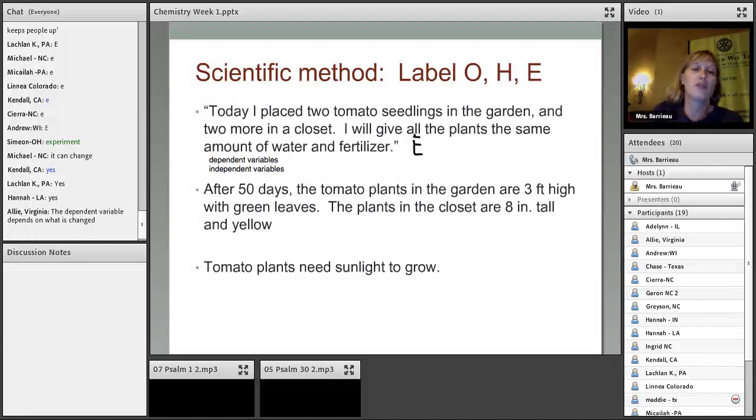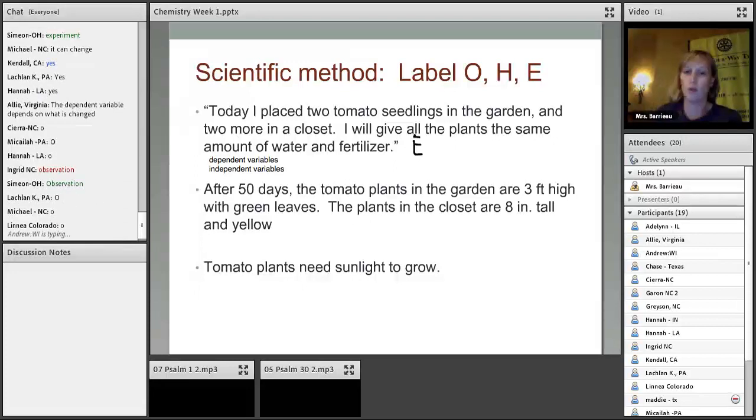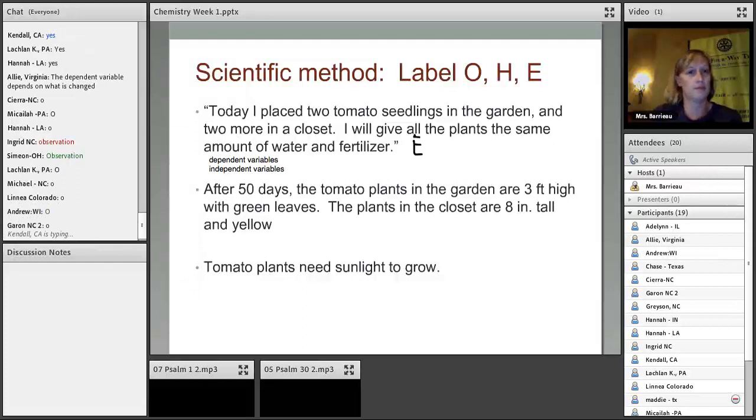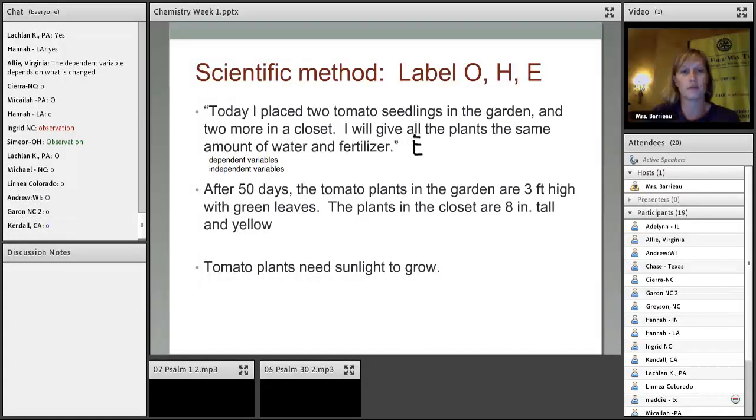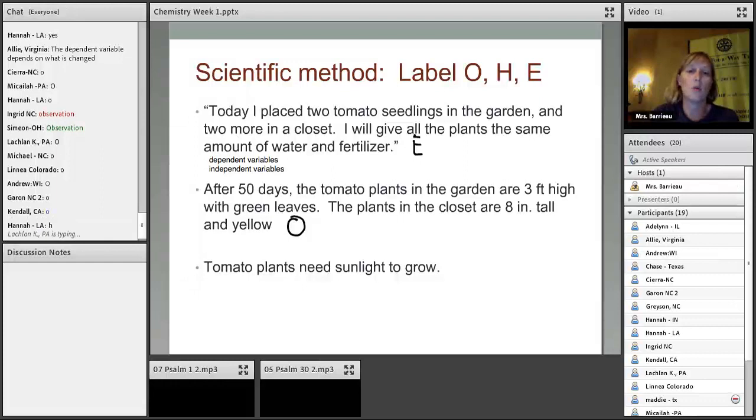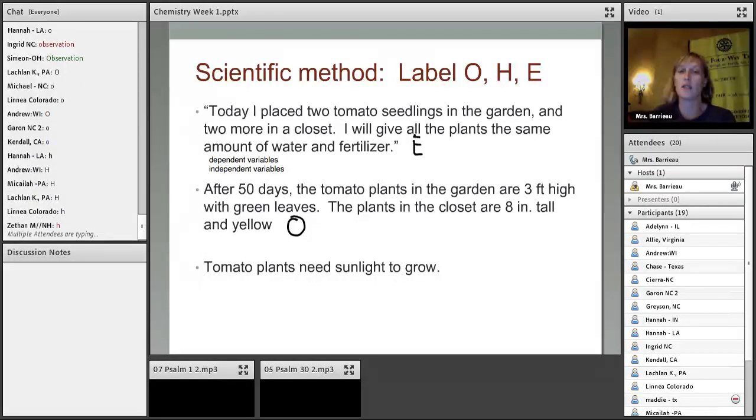Okay, so after 50 days, the tomato plants in the garden are 3 feet high with green leaves. The plant in the closet is 8 inches tall and yellow. What would that be? That would be observation. Okay. So what would the last statement be? Tomato plants need sunlight to grow.